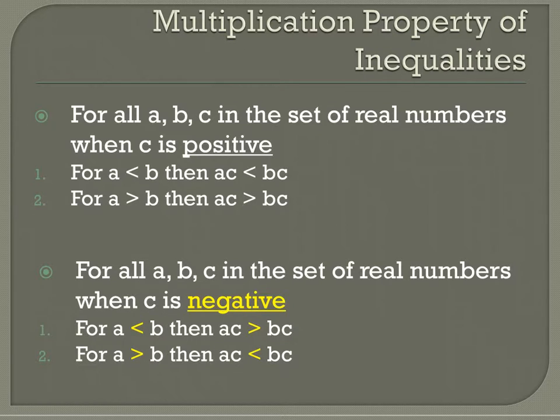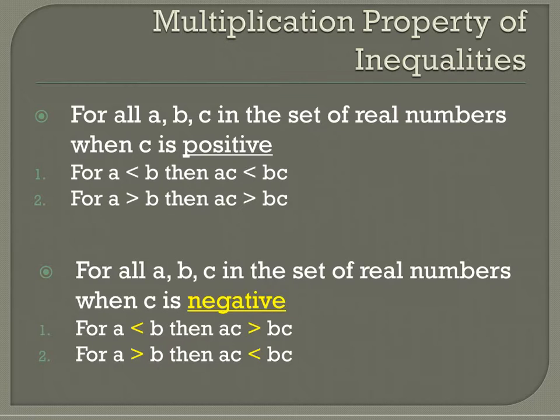So let's start out. It says for all A, B, and C in the set of real numbers. So these are real numbers, A, B, and C. I don't know what they are, could be 5, 6, 7, whatever. When C is positive, so when I multiply both sides by a positive number, if it's less than, it stays less than. If it's greater than, it stays greater than. So again, if I multiply both sides by a positive number, nothing changes.